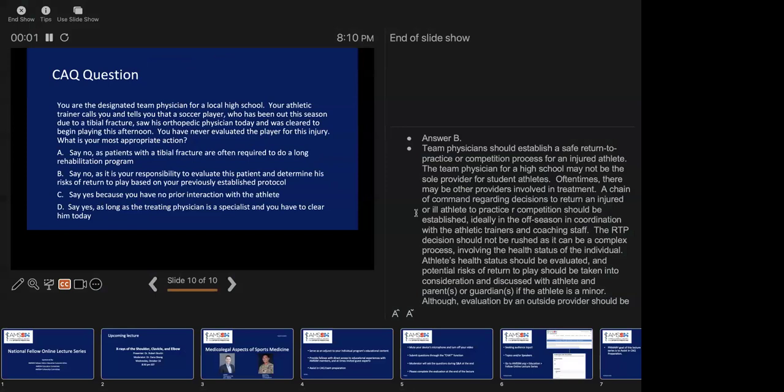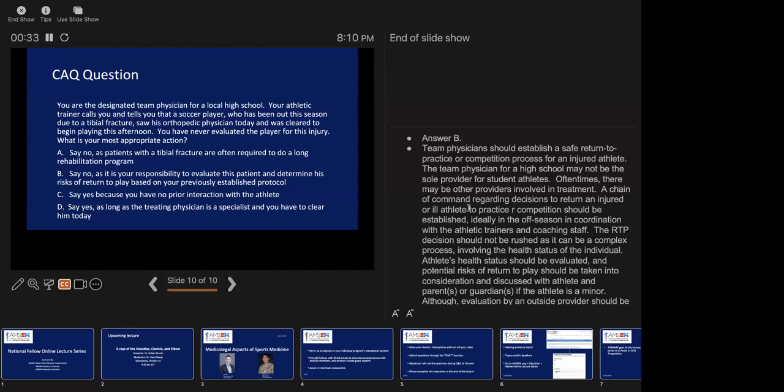I think overall, you can see my comments here. Again, the team physician should establish a safe return to practice to competition process for an injured athlete. The team physician for a high school may not be the sole provider for the student athlete. Oftentimes, there may be other providers involved in the treatment. Chain of command regarding decisions to return an injured or ill athlete to practice or competition should be established, ideally in the off-season in coordination with the athletic trainers and the coaching staff.